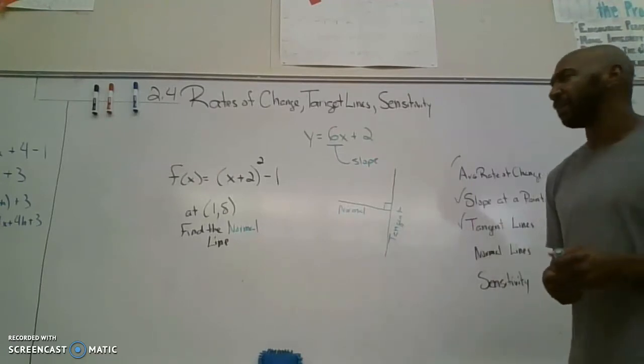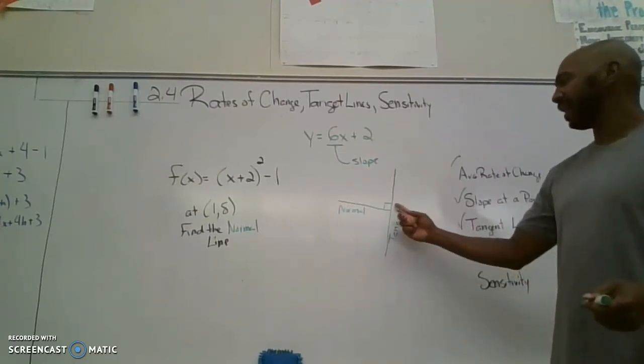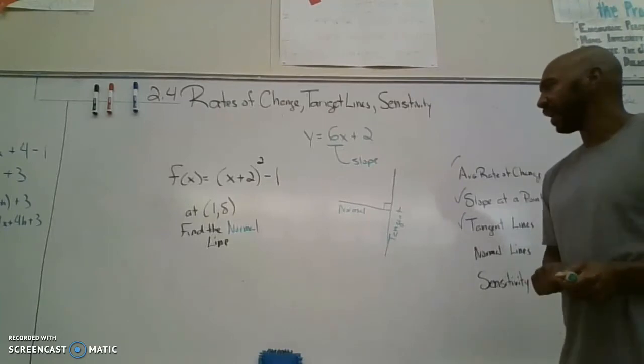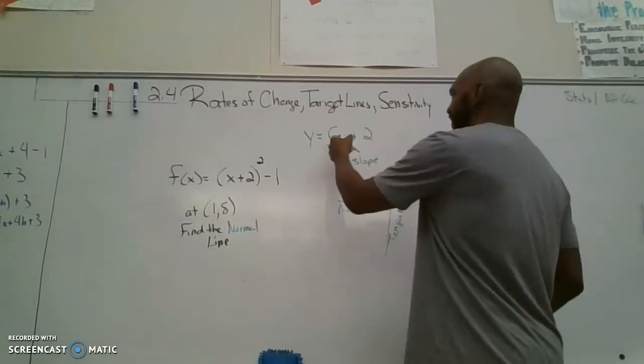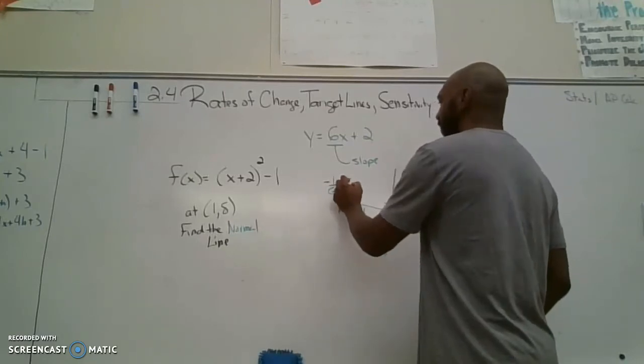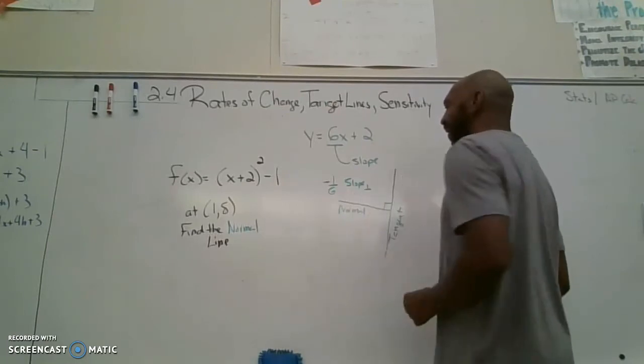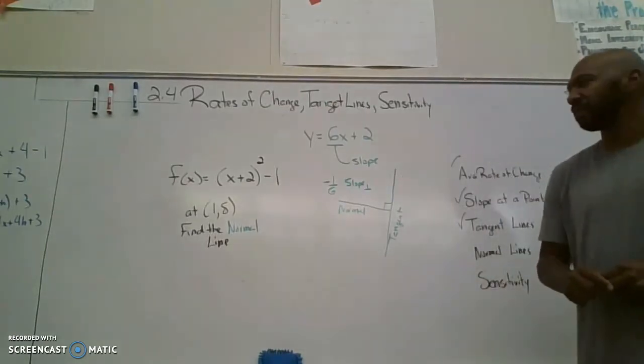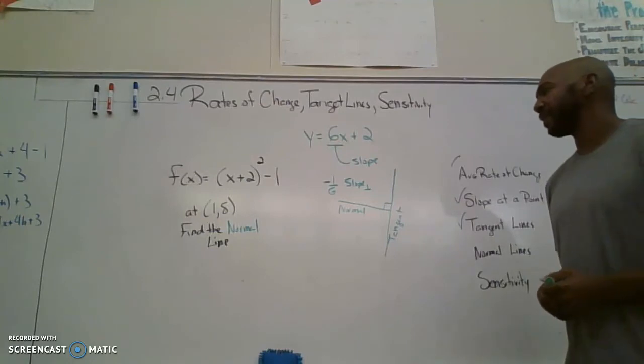So to find the normal, I need to find the negative inverse slope. So if it's 6, my negative inverse is going to be negative 1/6. This is the slope. And I'll put it like that, perpendicular slope, so you know what I mean. Okay, that's my perpendicular slope.